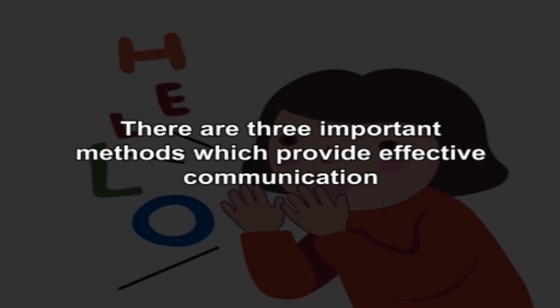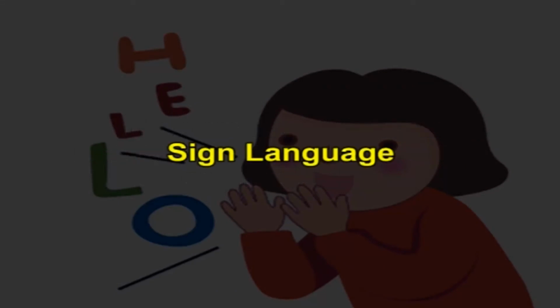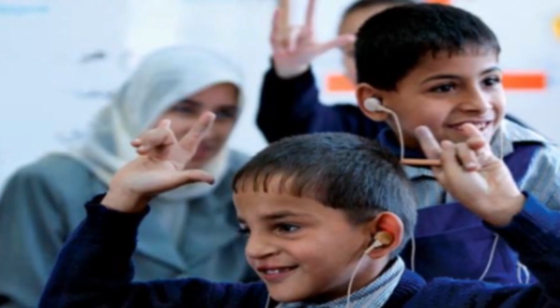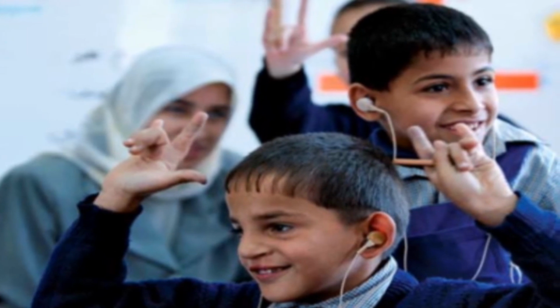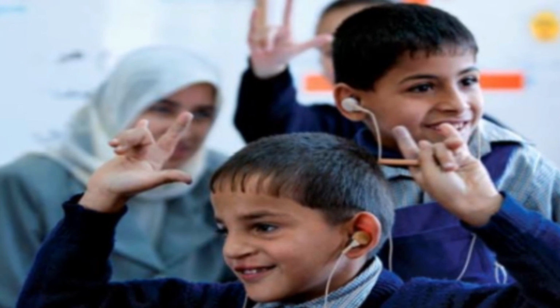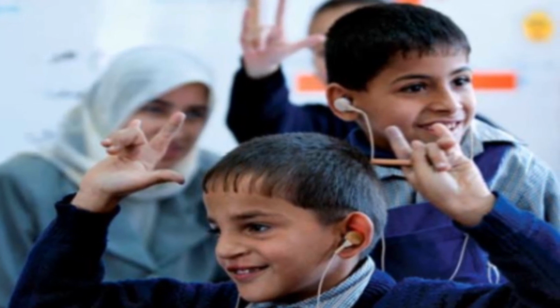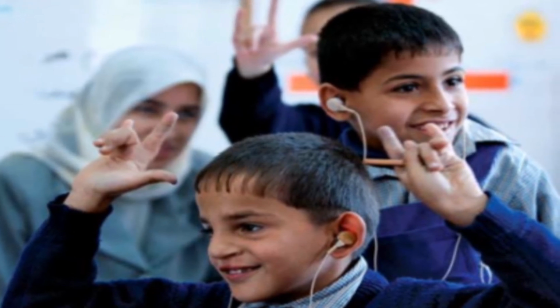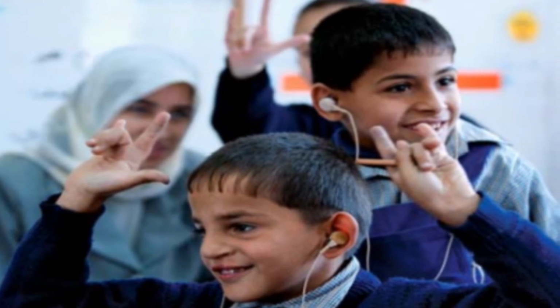As we have discussed most of the educational methods and programs above, here we are discussing the communication options. There are three important methods which provide effective communication. 1. Sign language. It is the visual mode of primary communication. It is also commonly said to be the first language of the children, whereas the verbal language is the second language that is learnt in schools.